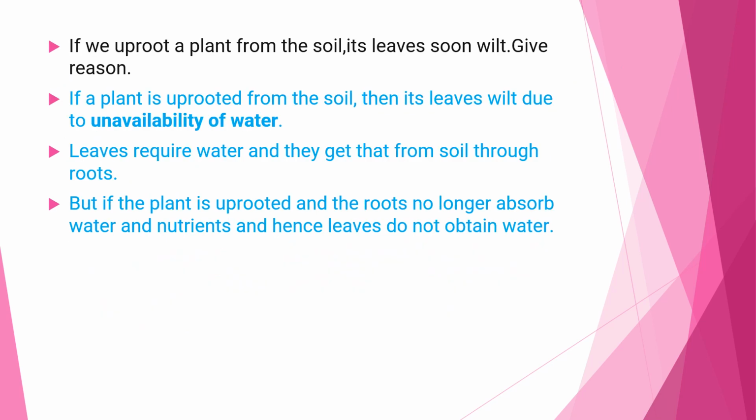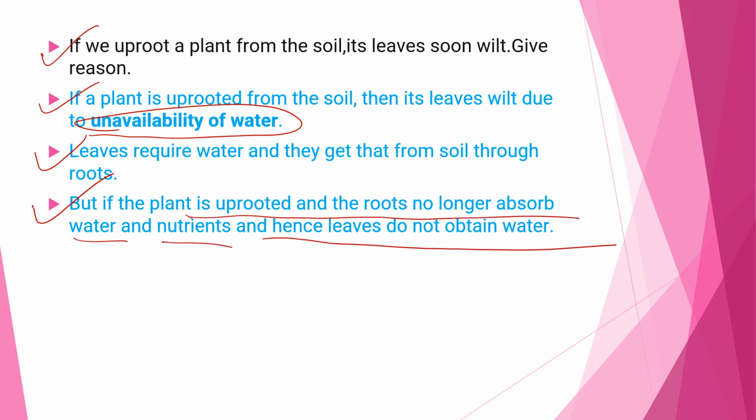Now this question is very interesting. If we uproot a plant from the soil, its leaves soon will wilt. Give reason. The very common reason is that once we uproot the plant from the soil, we will see instantly the leaves wilting due to unavailability of water. Leaves require water and they get that from the soil through roots. But if the plant is uprooted, the roots no longer absorb water and nutrients, and hence the leaves do not obtain water.